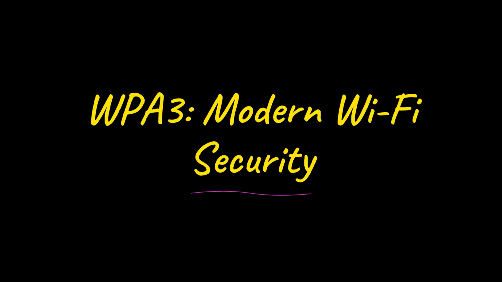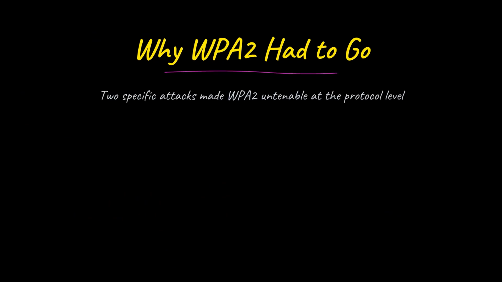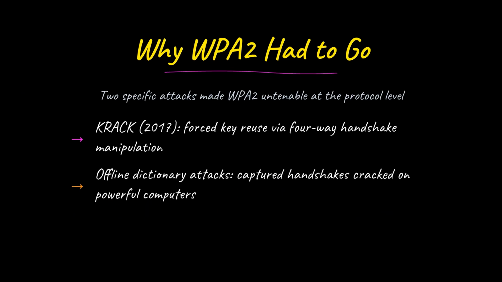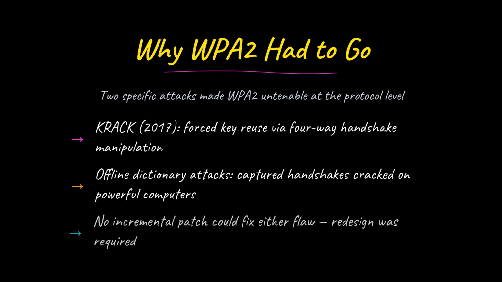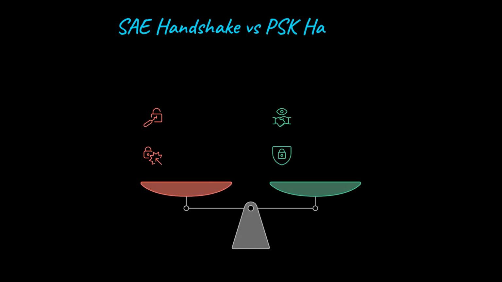WPA3 is the current standard for securing wireless networks, replacing WPA2, which had grown vulnerable to practical attacks. Understanding why it was needed and how it works mechanically is what separates it from every other wireless security standard. WPA2 fell to two concrete attacks. The KRACK attack manipulated the four-way handshake to force key reuse, enabling decryption. Separately, offline dictionary attacks let adversaries crack captured handshakes on powerful hardware. Neither weakness could be patched incrementally. The handshake itself had to be redesigned.